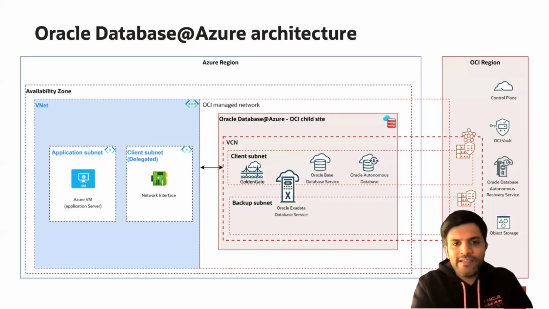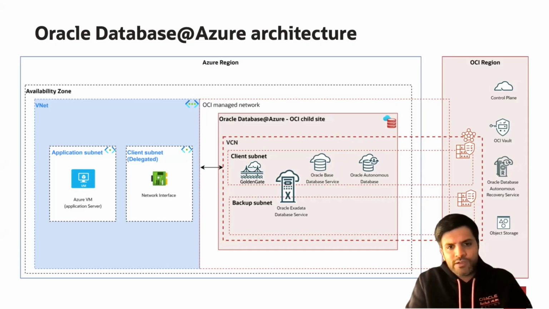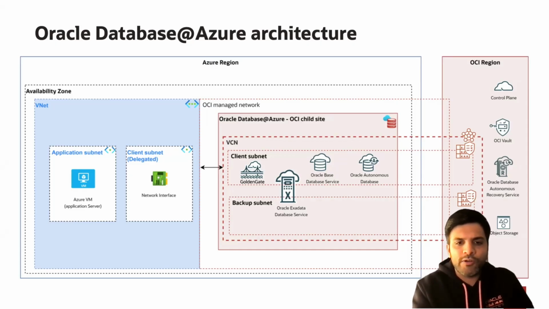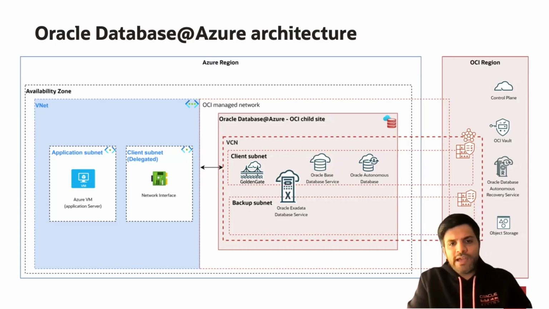OCI child site inside Azure: even though we are in an Azure data center, Oracle deploys a fully managed OCI child region beside your Azure workload. This child site includes Oracle Database at Azure services such as GoldenGate, along with Exadata Database Service, Autonomous AI Database, and Base Database Service. So this means that GoldenGate runs on Exadata infrastructure and offers the performance of Exadata without leaving Azure.